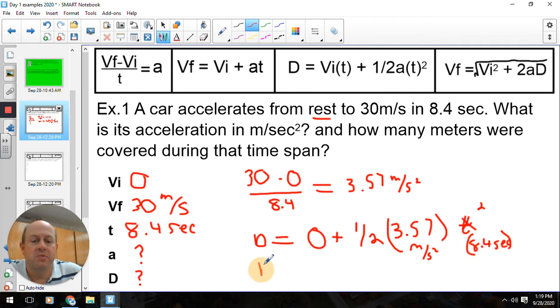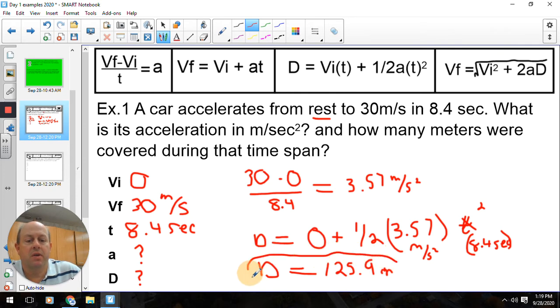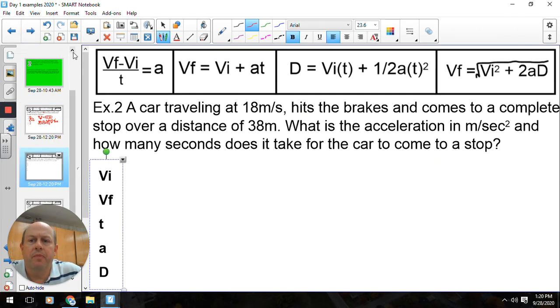Okay, so when we plug that through, solve for our distance, we would come up with 125.9 meters. And so that would be an answer. And then our acceleration was 3.57 meters per second squared. So that's example number 1. Let's try example number 2.